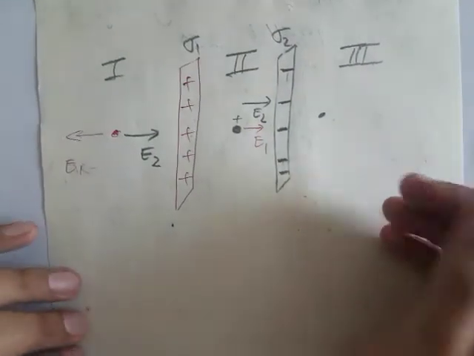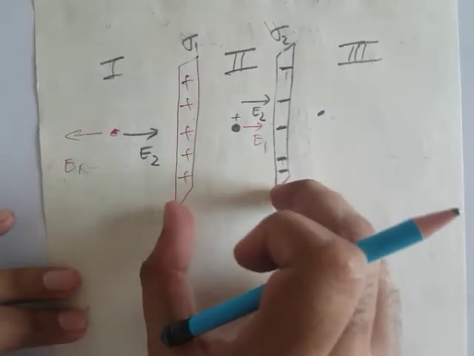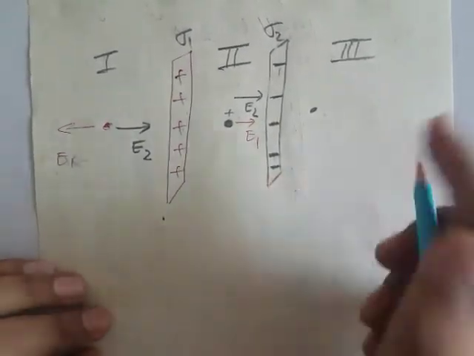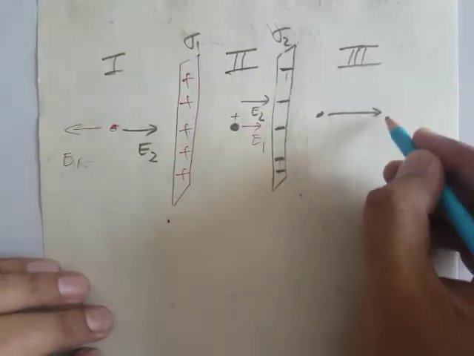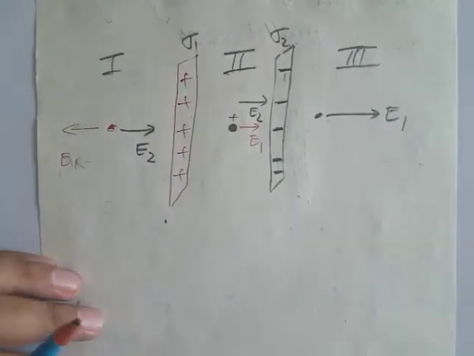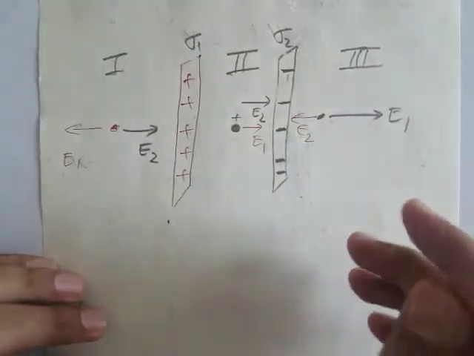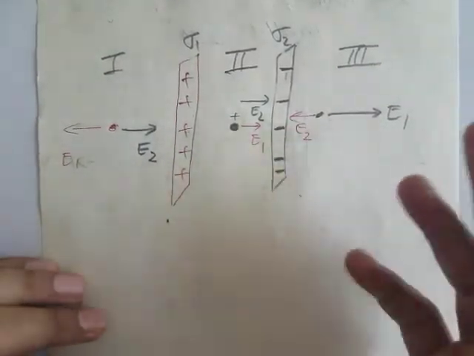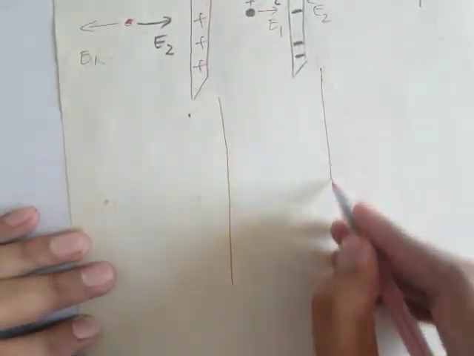Generally these conditions are considered for a capacitor. A parallel plate capacitor, one is positive, another is negative. The positive will repel, so it will be in this direction, that is E1, and the negative will attract, it will be in this direction, that is E2. So that's how they are opposite and equal. In the same way we are going to write equations for the three regions.